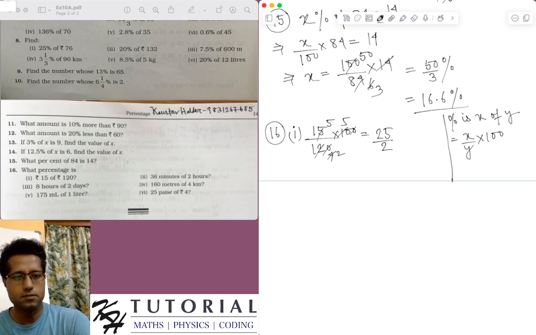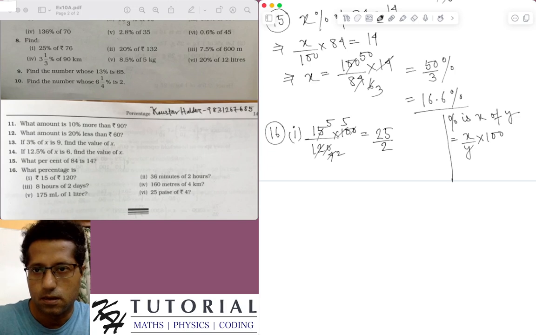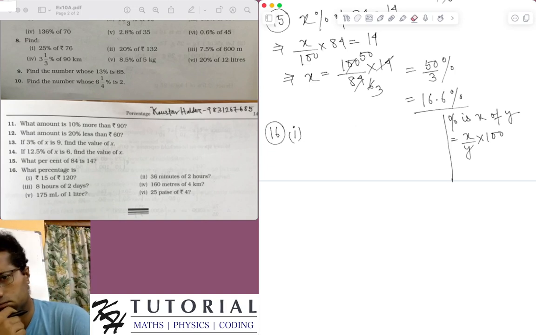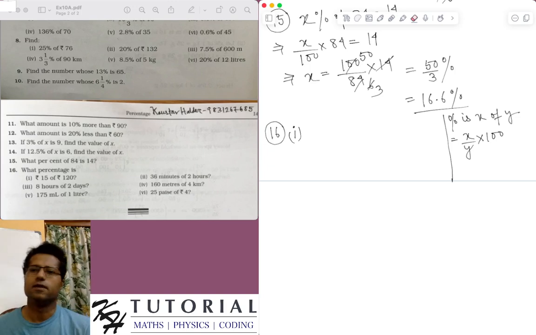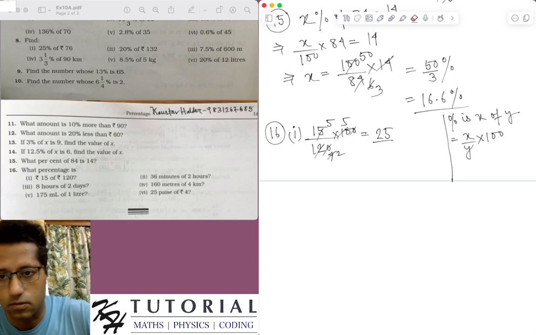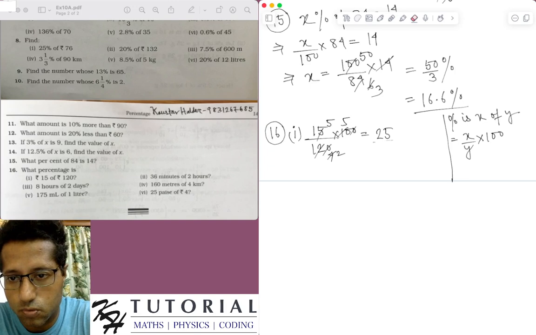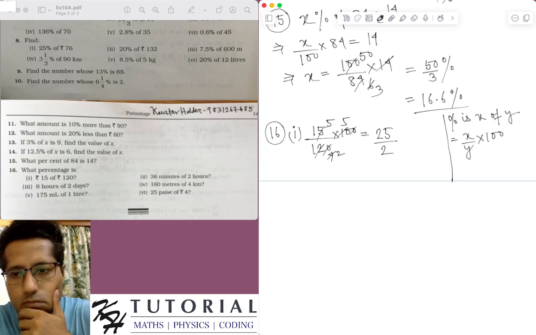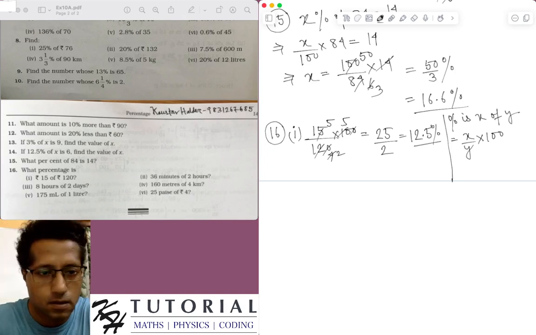What percentage is rupees 15 of rupees 120? Oh, sorry, over here, x. Yeah, it is fine. What percentage is x of y? That is x by y into 100. Yeah, I was doing correct. Okay, so this is 25 by 2. This is 12.5%.